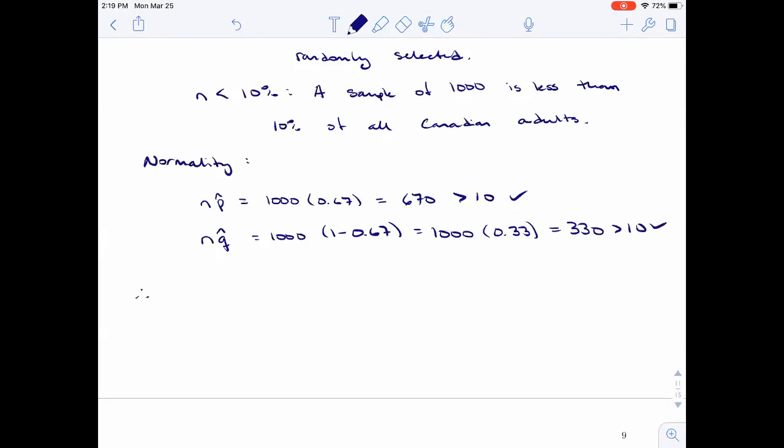So then we can say something, and this is just for me to show you that we're done checking assumptions. So therefore, assumptions for inference are satisfied.